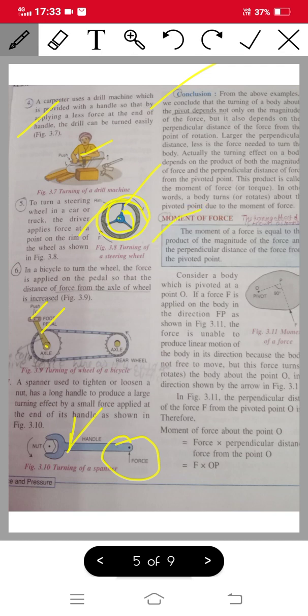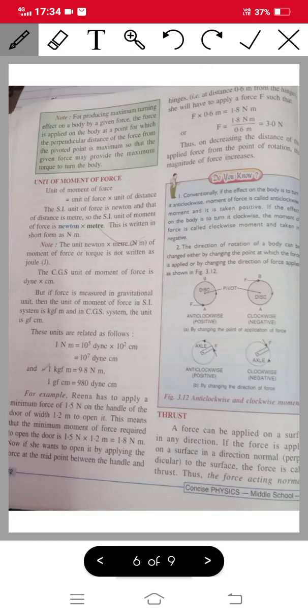Then moment of force. Moment of force is basically the amount of turning effect on the body when we have applied force. Suppose we have given a certain amount of force at a certain distance on a door, so what is the movement the door will show? That is the moment of force. The formula for moment of force is force into perpendicular distance, that is F into OP. OP is the perpendicular distance from the pivoted point O.